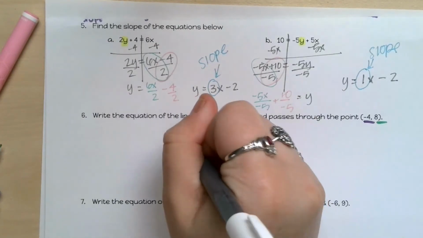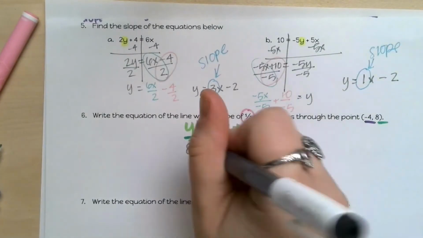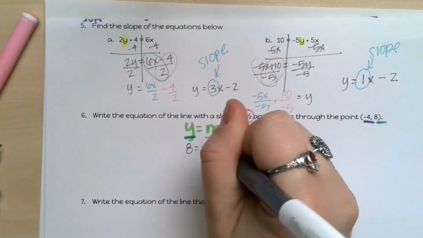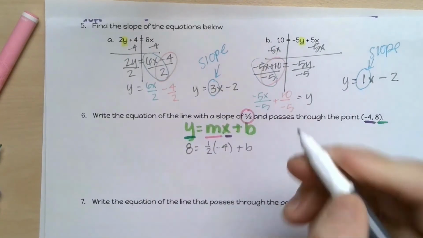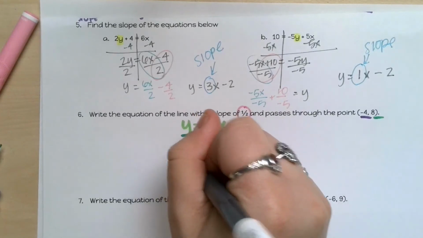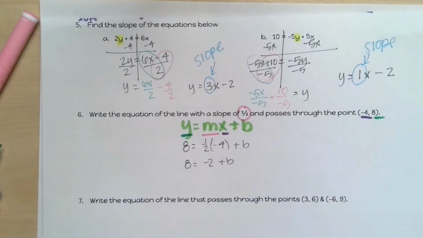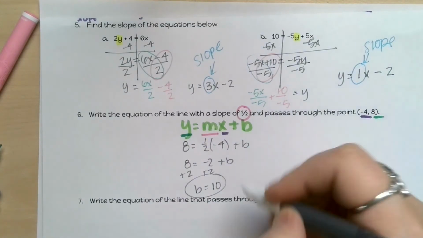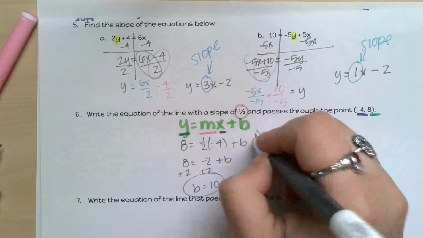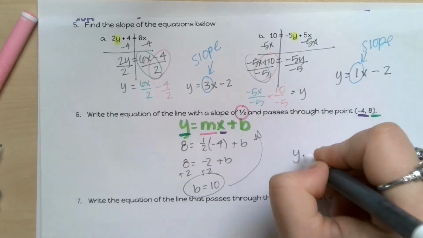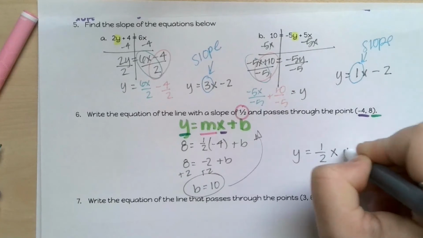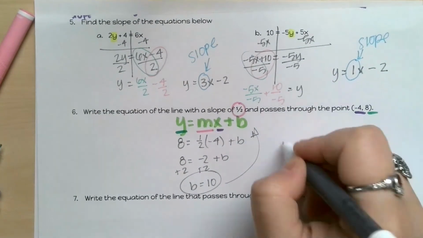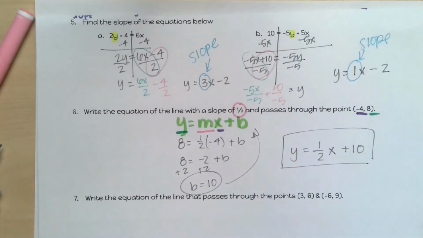When we substitute in, we have 8 equals 1/2 times negative 4 plus b. 1/2 times negative 4 is going to give us negative 2. Right? Add 2 to both sides because we want to get that b by itself. We find that b equals 10. So now we need to substitute in our b and our slope into our equation. So we get y equals 1/2 x plus 10. That is our equation of the line with a slope of 1/2 that passes through the point negative 4, 8.